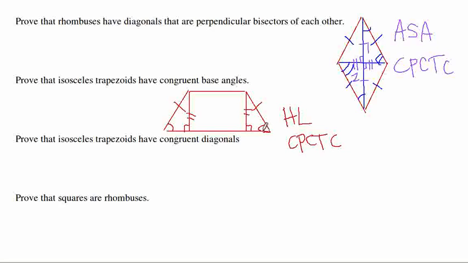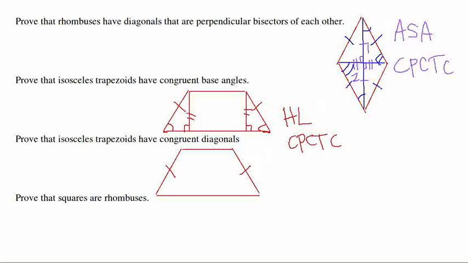Okay, and I hope you were able to think of this argument or one that's just as good, if not better. Okay? And then now let's go to the third one. Prove that isosceles trapezoids have congruent diagonals. So let me draw a new trapezoid and we will talk about it. All right, so an isosceles trapezoid, remember, has one pair of sides congruent and another pair of sides parallel.